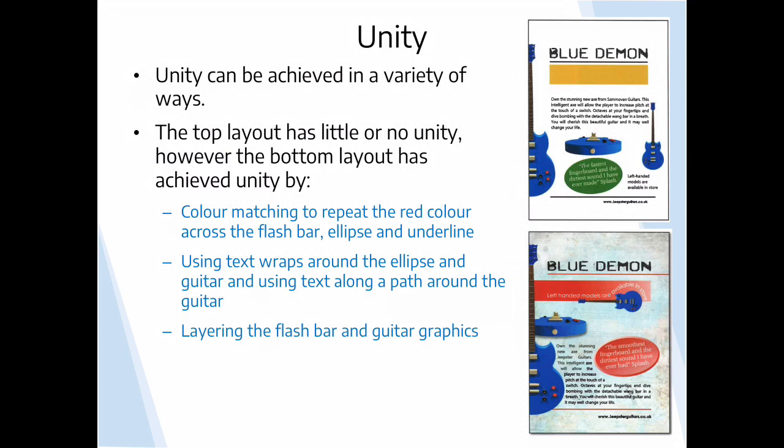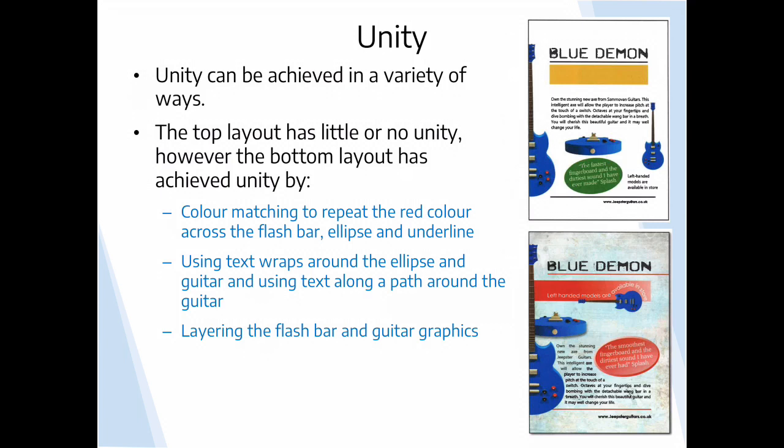They've also used text wrap and text along a path in the bottom right graphic. The text along a path is around the top image of the guitar, so the left-handed models are available in store. That text flows around the outside, bringing those two things together. The same way that the body text wraps around the elliptical shape. Again, bringing them close together, giving this idea of proximity.